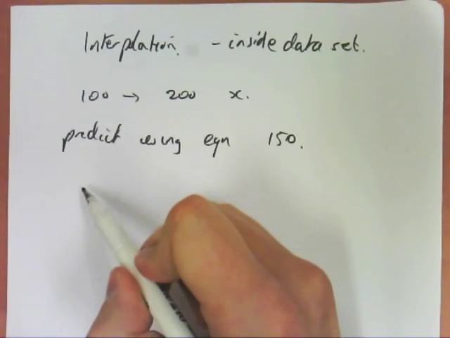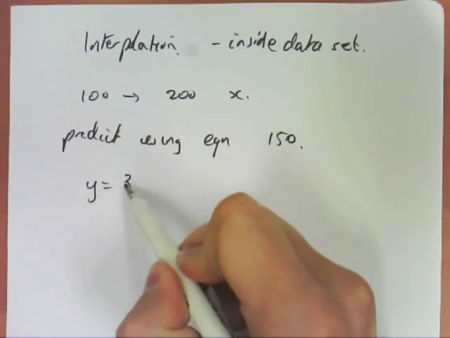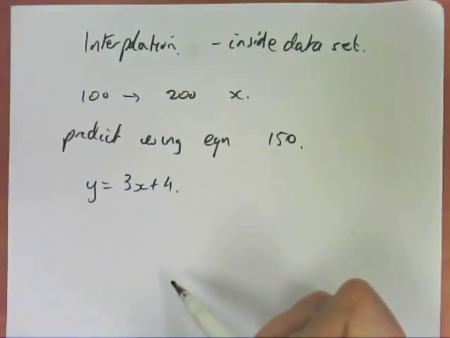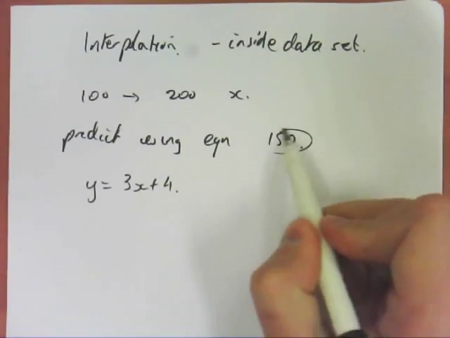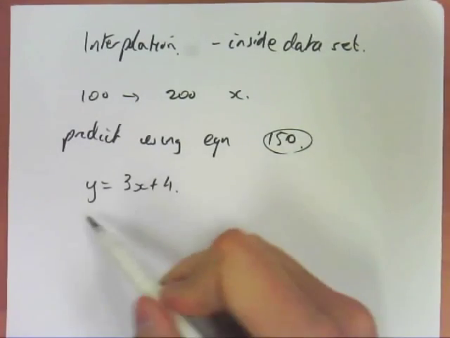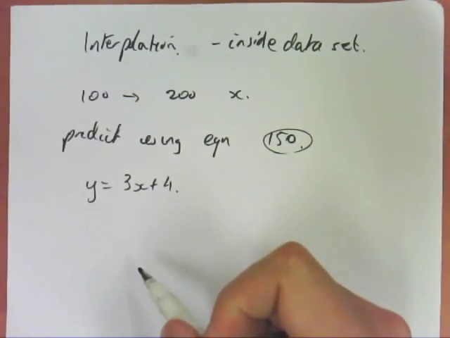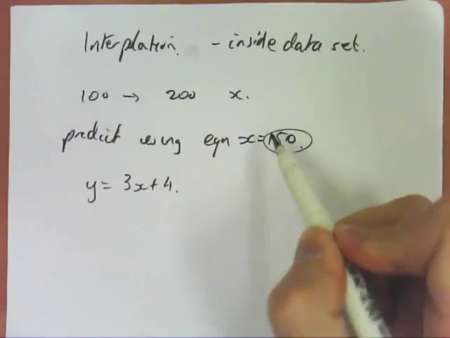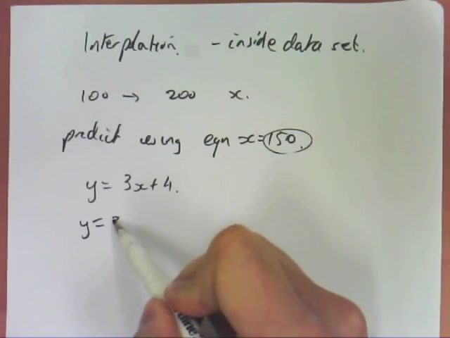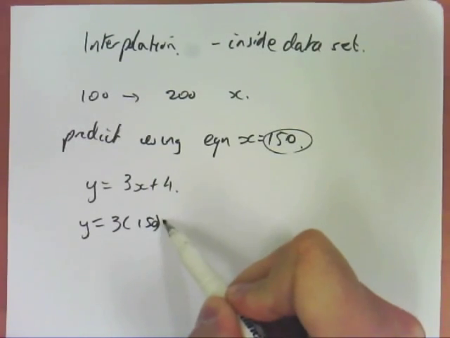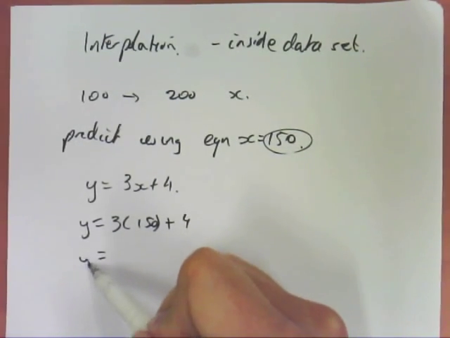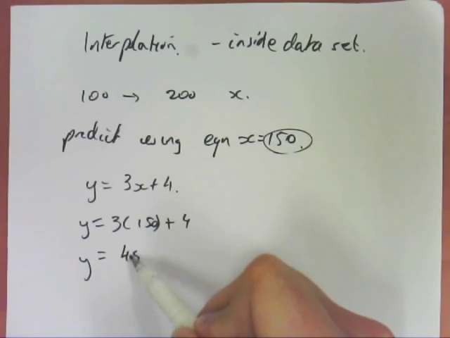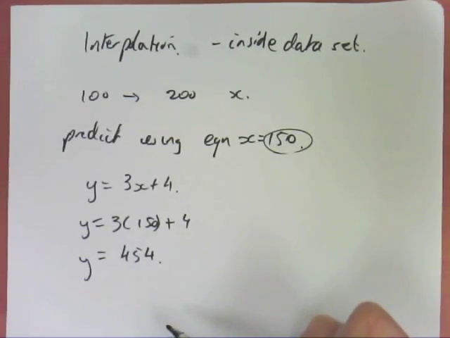So if our equation was y equals 3x plus 4 again, and we had to calculate that for 150, and this was our regression line that came from the data set initially, we have to predict using the equation for x equals 150. So y equals 3 times 150 plus 4, so y equals 454. That's interpolation.